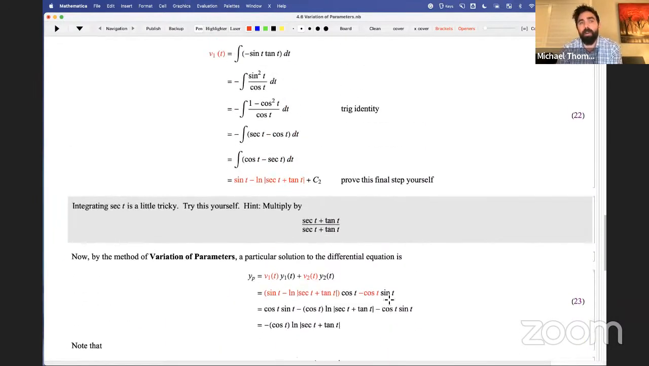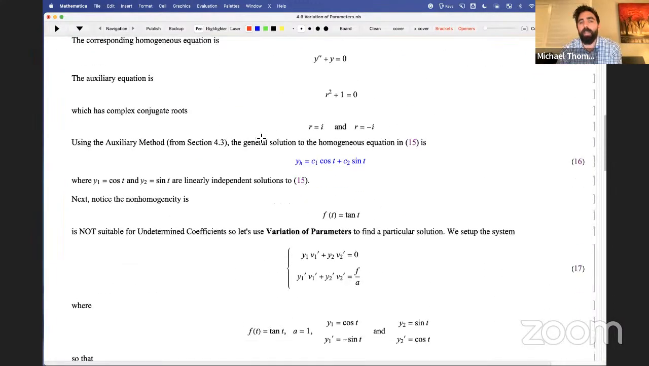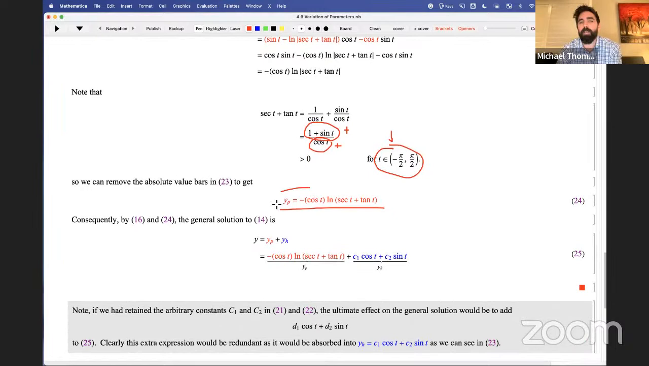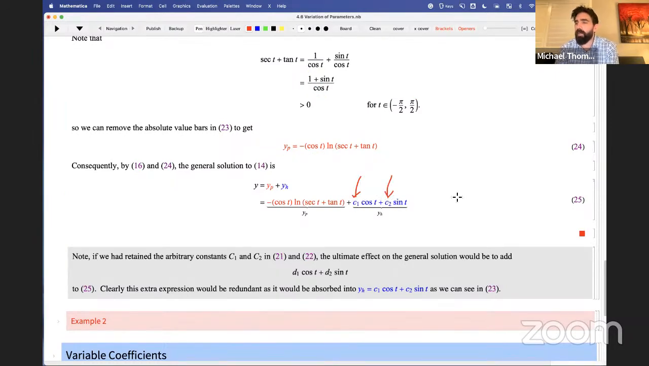Okay, so we were after the general solution, right? I think we have all the pieces. We have the homogeneous solution, and we have a particular solution there. So we just add them together, and you'll notice that we have two constants right there and right there for the general solution, which seems reasonable, right? It's a second order differential equation.